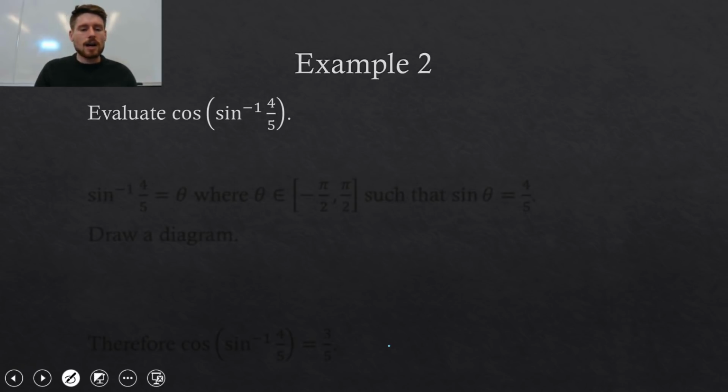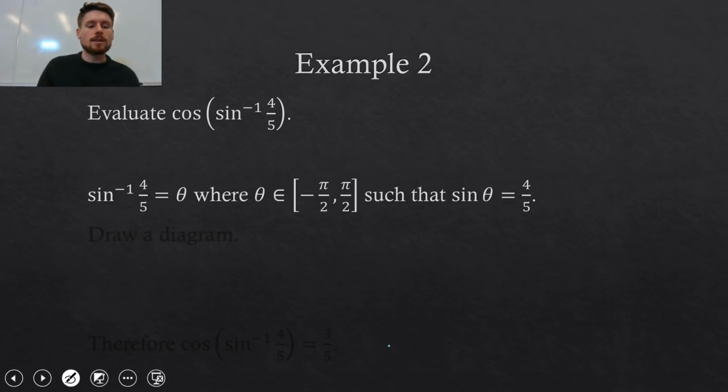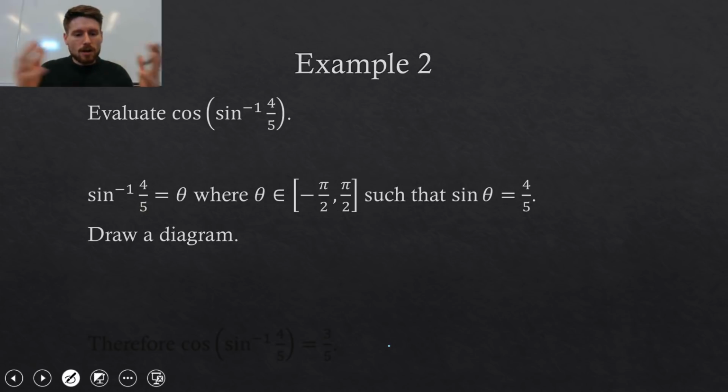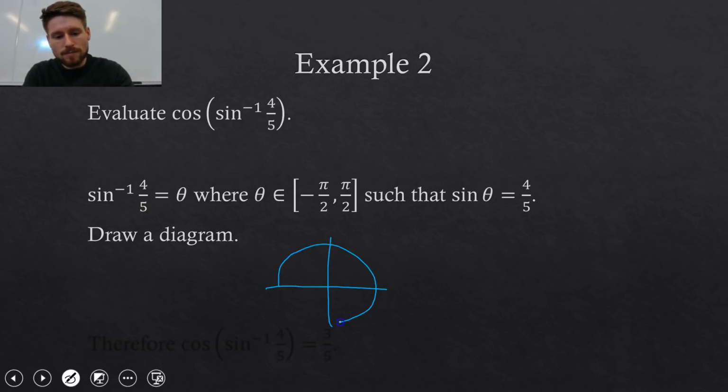Let's evaluate cosine of sine inverse of 4 over 5. So sine inverse of 4/5 is the angle between negative pi over 2 and pi over 2 where sine is 4/5. So we're going to draw a diagram to model this and then figure out what cosine of that angle is, okay? We know sine is positive, so we're in quadrant 1, and our angle is something like this.